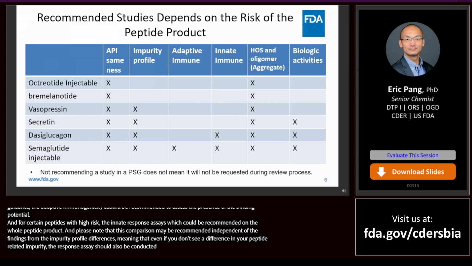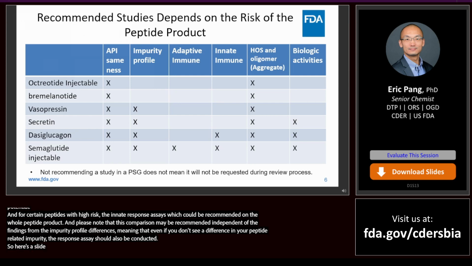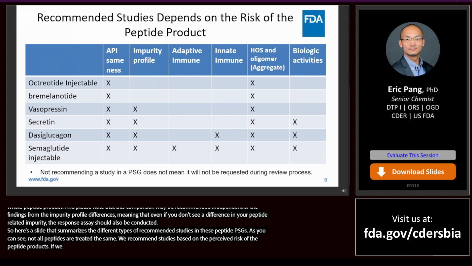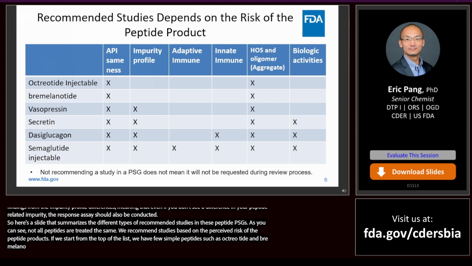So here's a slide that summarizes the different types of recommended studies in these peptide PSGs. And as you can see, not all peptides are treated the same. We will recommend studies based on the perceived risk of these peptide products. So if we start from the top of the list, we have a few simple peptides such as octreotide simple injectable and bremelanotide. Both are small peptides and they have a minimal risk. So we just ask for simple API sameness comparison as well as higher order structure and oligomer aggregate study.